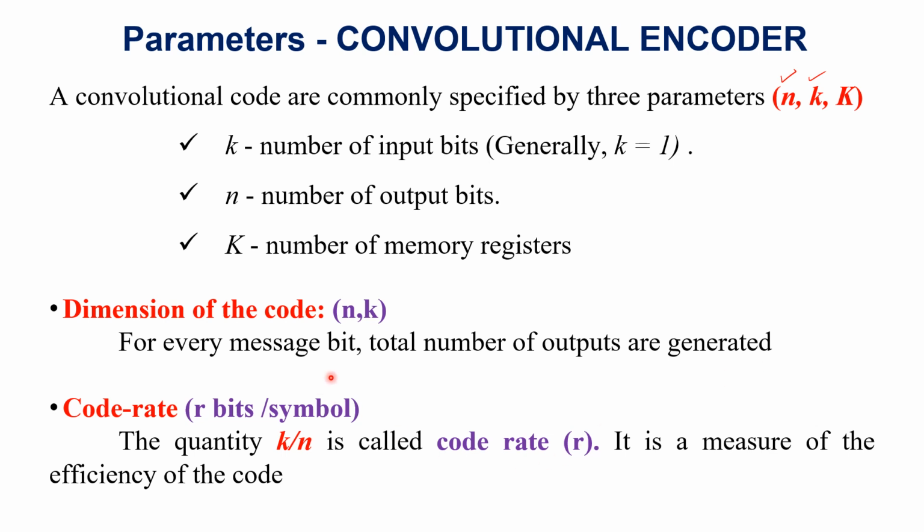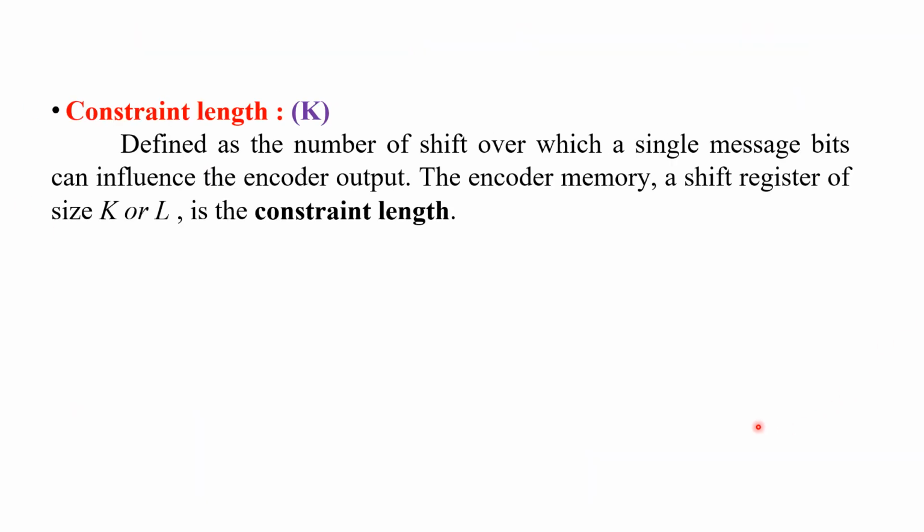And we define code rate. The unit of code rate is bits per symbol, and it is nothing but small k by n. It is a measure of the efficiency of the code. How efficient the convolution code is can be found out using code rate. One of the other parameters is constraint length, which is defined as the number of shifts over which a single message bit can influence the encoder output. The encoder memory, a shift register of size K or L, is the constraint length. So the number of shift registers is equal to the constraint length.